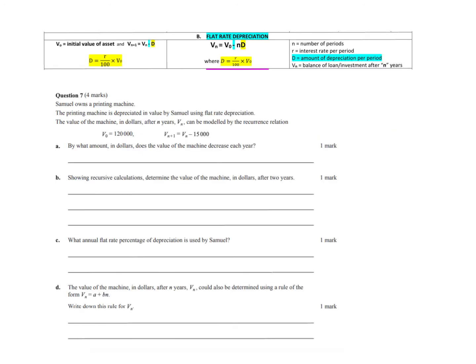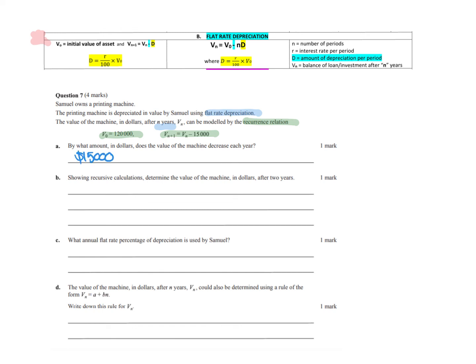Okay, so this is an exam question. Samuel owns a printing machine. The printing machine is depreciated in value using the flat rate. So I've highlighted that and I've gone to my flat rate formula in my notes, in my summary sheet. And they've put a recurrence relation here, so that's all good. By what amount in dollars does the value of the machine decrease per year? So they said this formula is for yearly. So how much is it decreasing? You just need to read that recurrence relation. Can you understand what it means? Yeah, good. So we'll write 15,000. That's all we need to write.